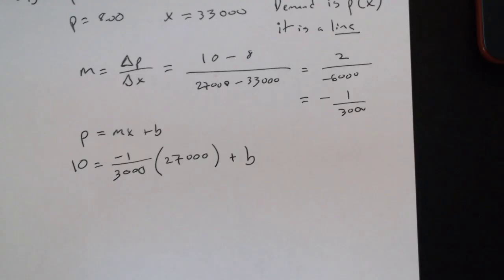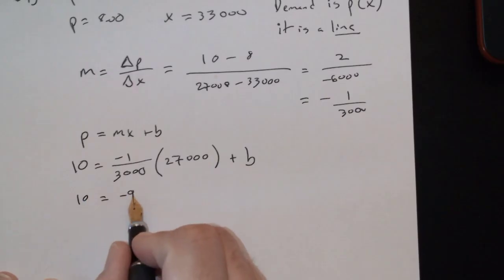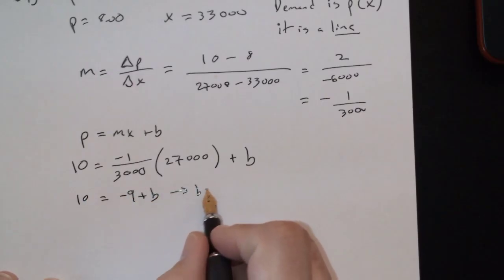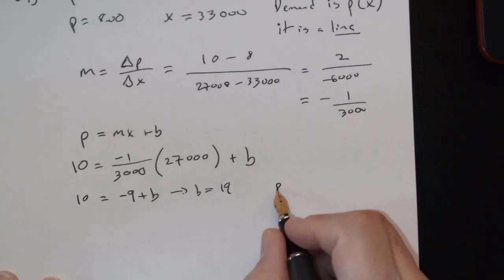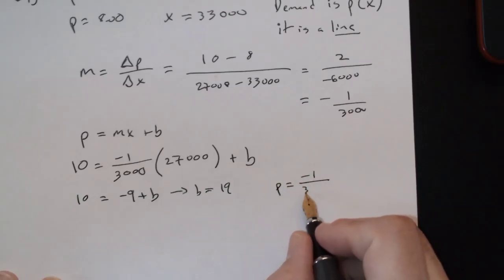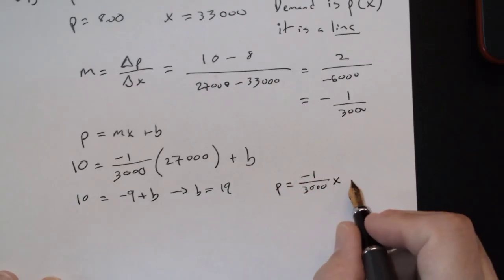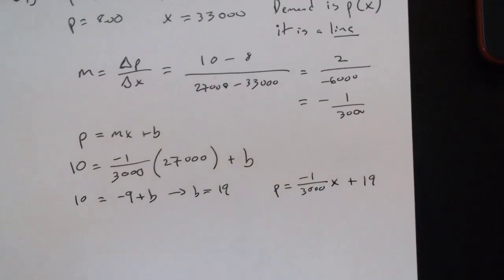Solve for b. 27,000 divided by 3,000 is 9. So b is 19, and my price equation looks like this.